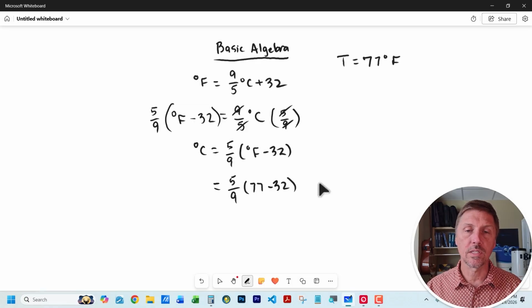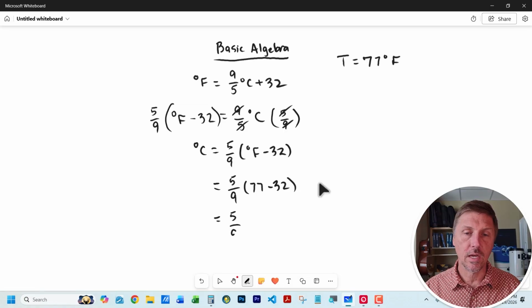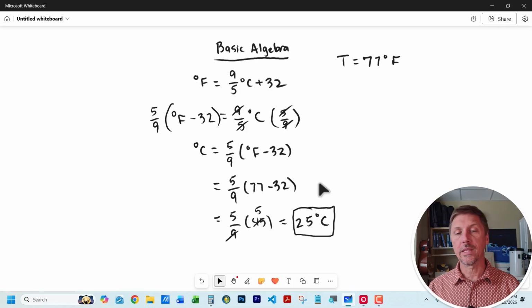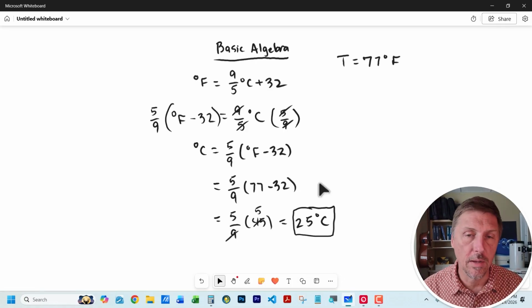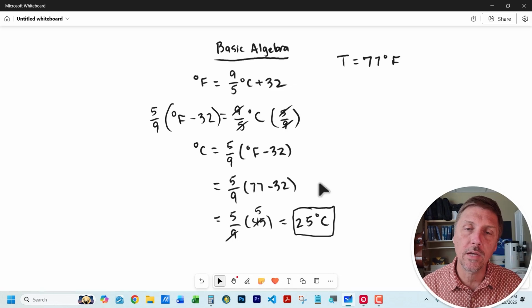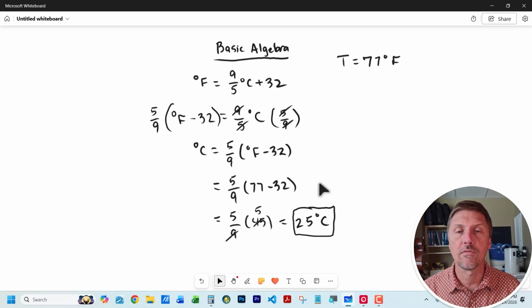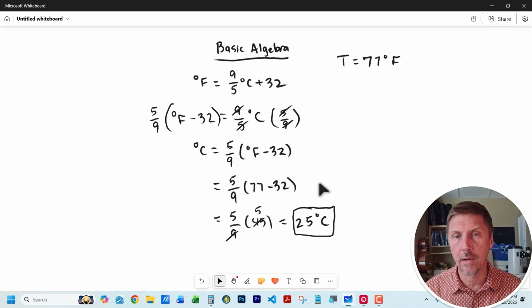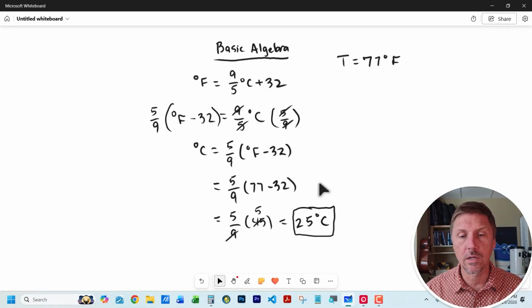What is that? Well, 77 minus 32 is 45. So we have 5/9 times 45. Again, hopefully you guys are all seeing that 9 will go into 45 5 times, and 5 times 5 is 25 degrees Celsius. So we got the answer we started with in the last problem, right? But it required some basic algebra to be able to solve for the correct variable and then plug in that number. So again, these are concepts that are going to be critical.